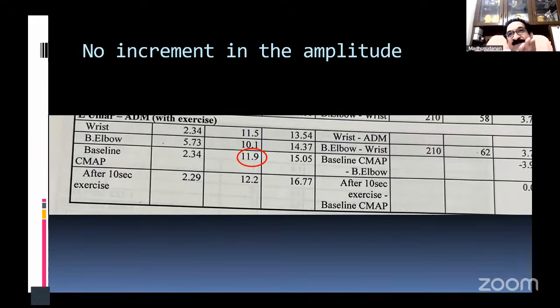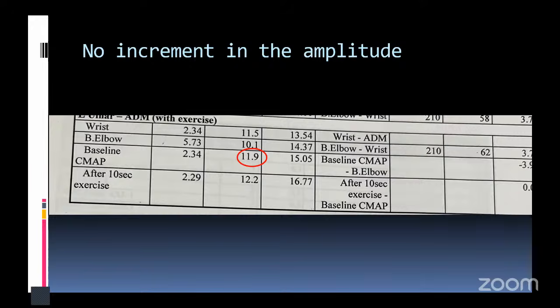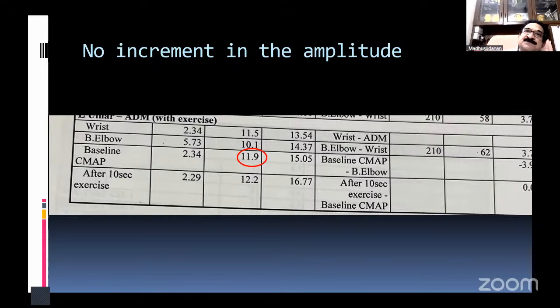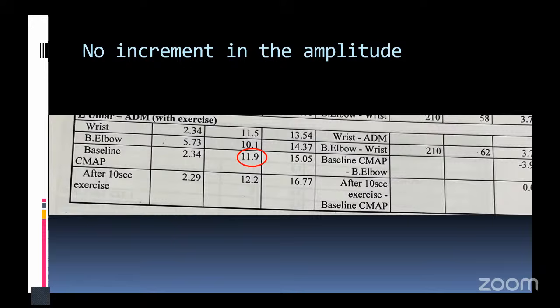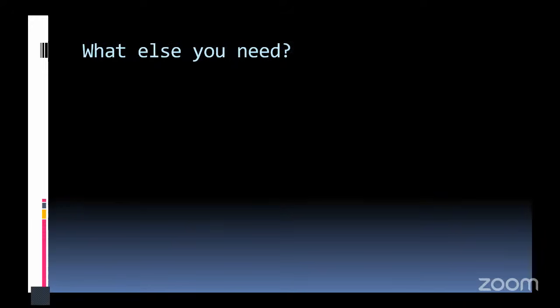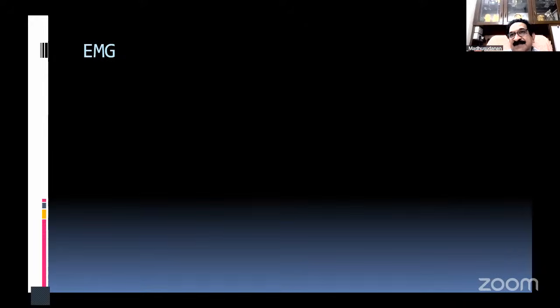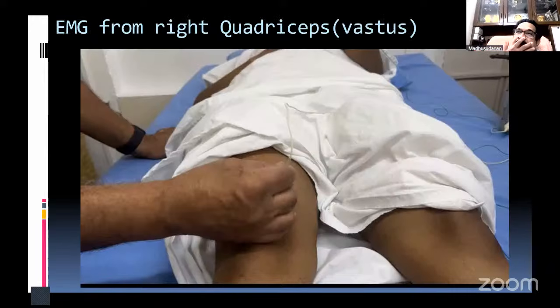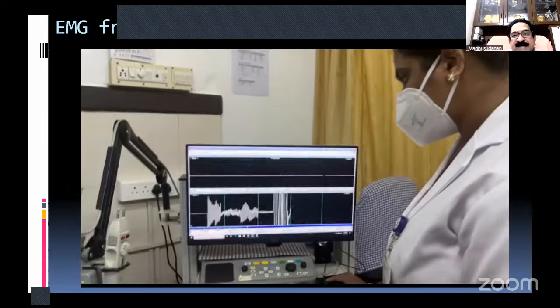What did the laryngologist report? I just gave you the report. Sir, sorry, gag reflex, sir. Gag reflex was also absent. Okay, sir. So I went ahead with an EMG in this patient. I did EMG in many muscles, most of them, from the right quadriceps vastus. There was no spontaneous activity.